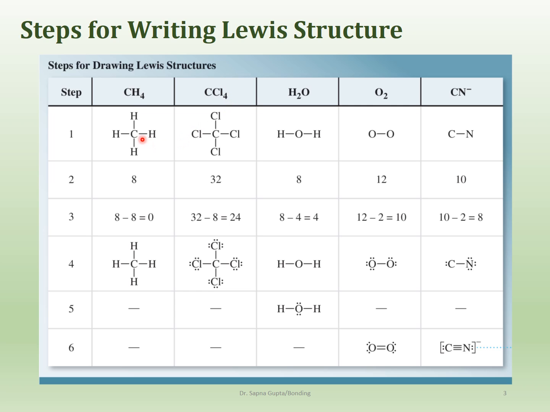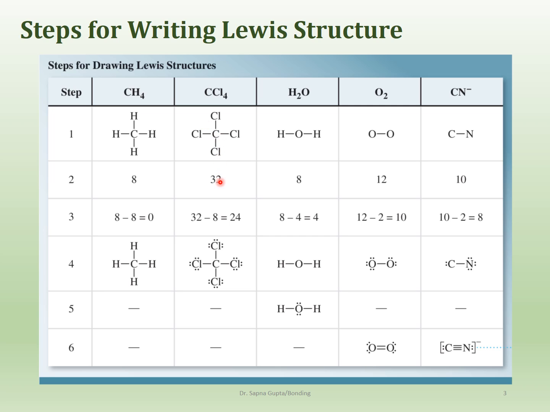CCl4. Now CH4 and CCl4 are kind of similar, because you have 4 atoms here also with carbon. If they were just hydrogen here, now you have chlorine. So again, start with the compact structure. Chlorine is more electronegative than carbon, so carbon goes in the middle.